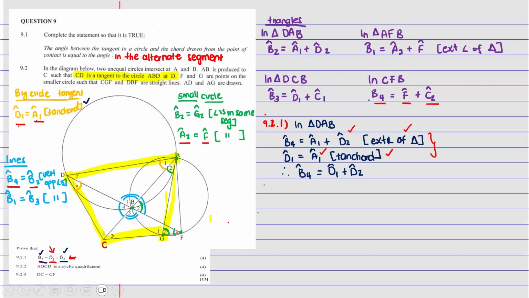To prove a cyclic quad, we have 2 properties that we can use. One is that opposite angles of a cyclic quad are supplementary, meaning they add up to 180 degrees. The other is that the exterior angles of a cyclic quad are equal, right?